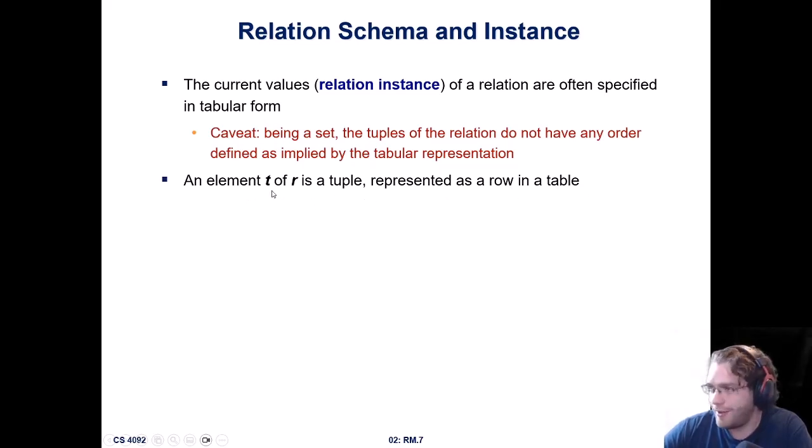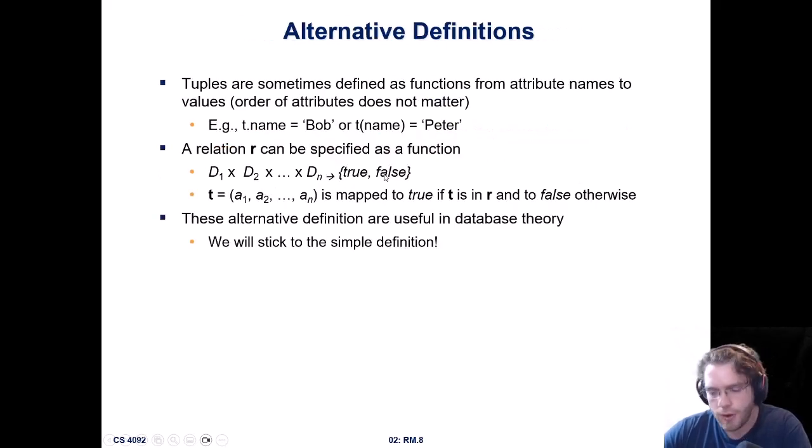Okay. An element T of R is a tuple represented as a row in a table. So each T or tuple that we get back is going to be a row. And there are some more alternate definitions here. Sometimes tuples are defined as functions from attribute names to values. So t.name is equal to Bob, or tuple name is equal to Peter. And these are useful when we're looking at the theory behind all of these as well. But this class is a bit more practical too. The book delves into the theory a bit more heavily in chapter 1, chapter 2.